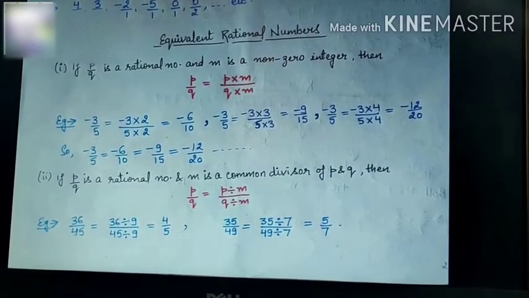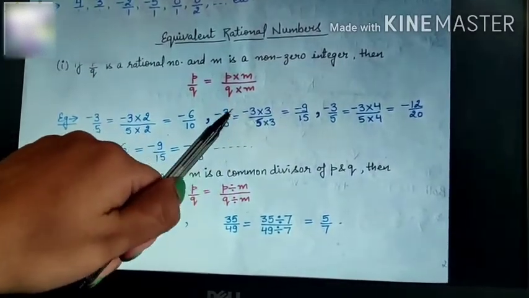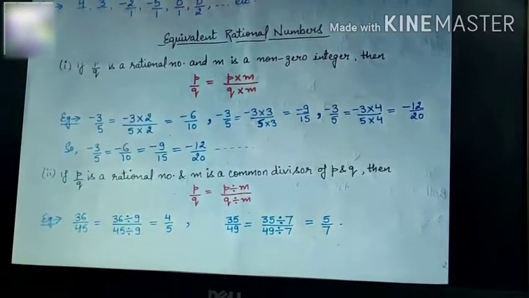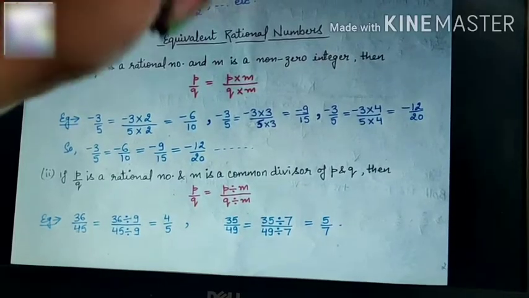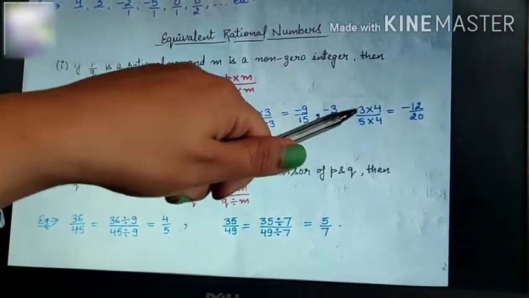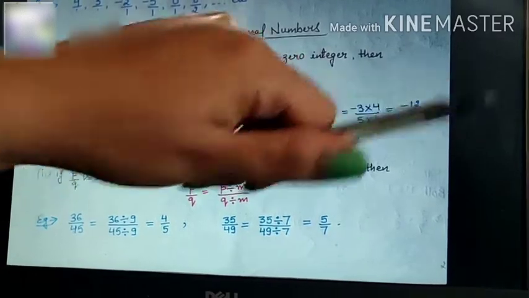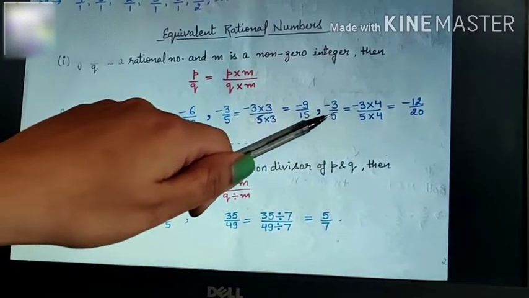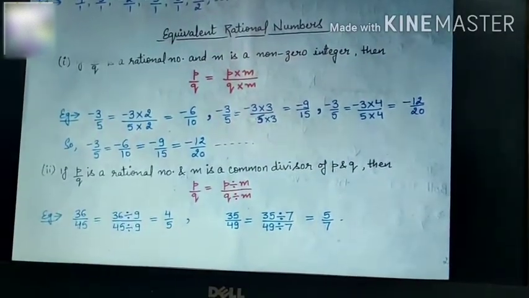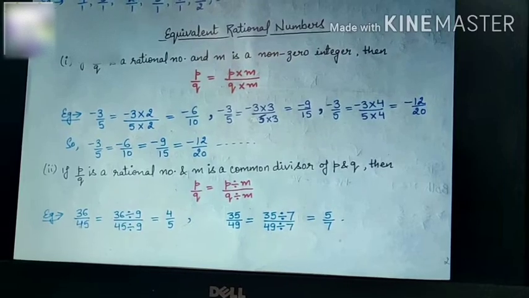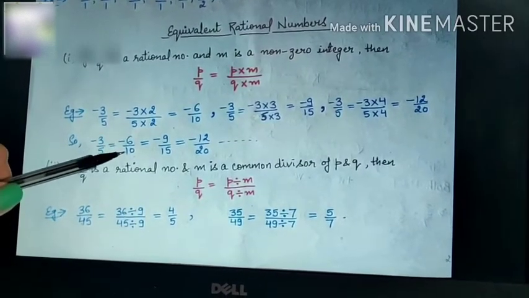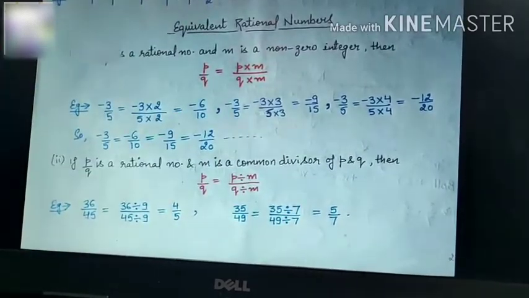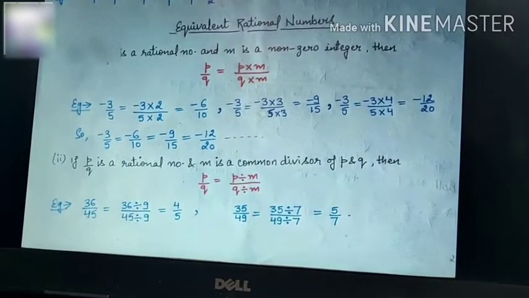Similarly, if I multiply both numerator and denominator by 3, the numerator becomes minus 3 into 3, the denominator becomes 5 into 3, so it is equal to minus 9 by 15. Similarly, if I multiply both numerator and denominator by 4, it becomes minus 3 into 4, that is minus 12, and 5 into 4, that is 20. So minus 12 by 20 is equivalent to minus 3 by 5. So the equivalent rational numbers of minus 3 by 5 are minus 6 by 10, minus 9 by 15, minus 12 by 20, and so on. You can find as many equivalent rational numbers as you want.